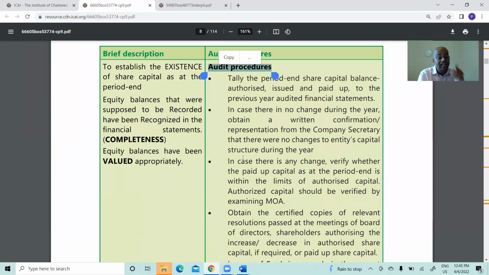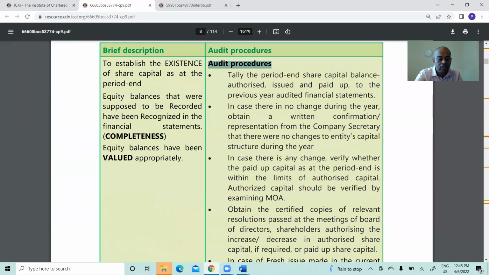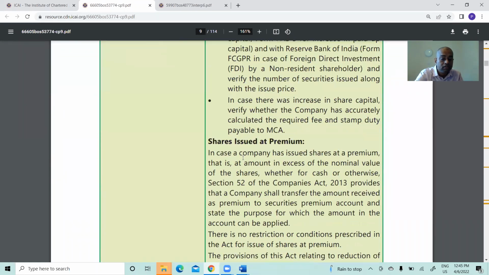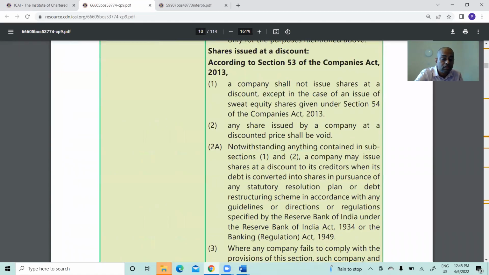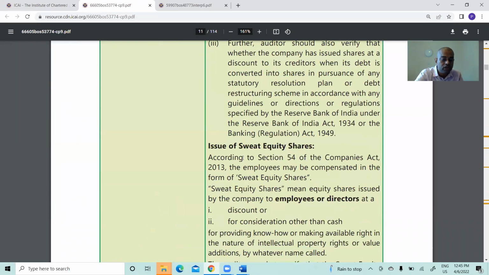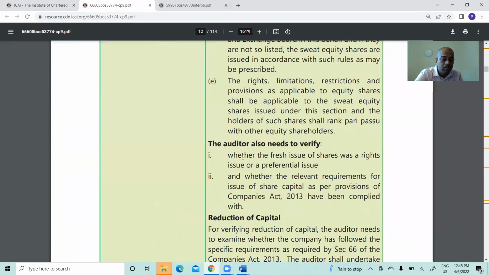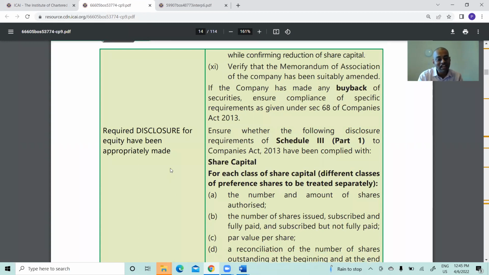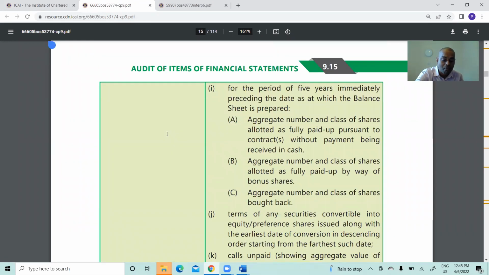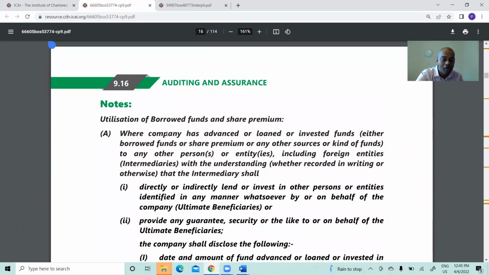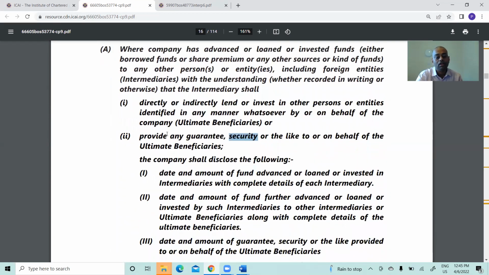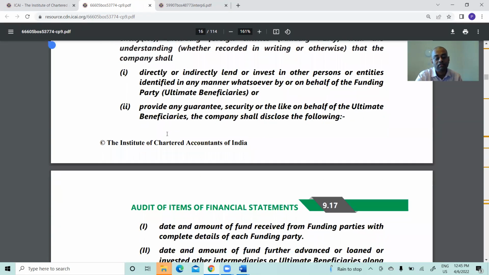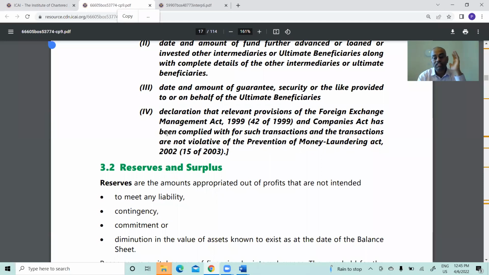Now look here. Completeness on the left side, valuation on the left side. Disclosure on the left side. First objective completeness, second valuation, third disclosure. And then note this. Then reserves and surplus.